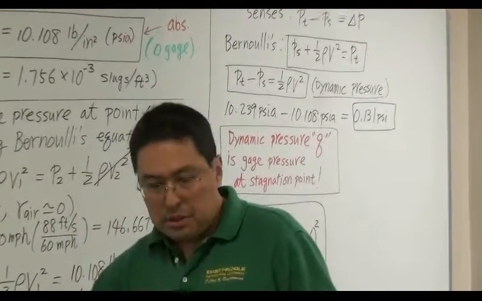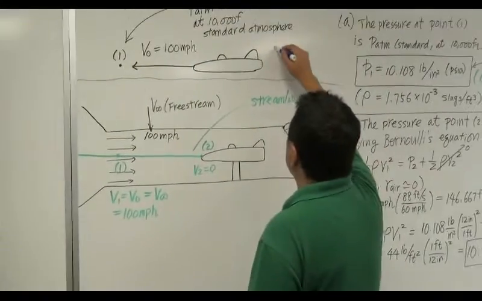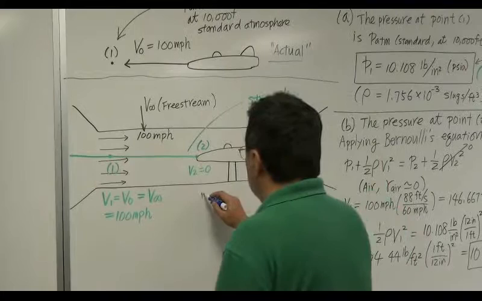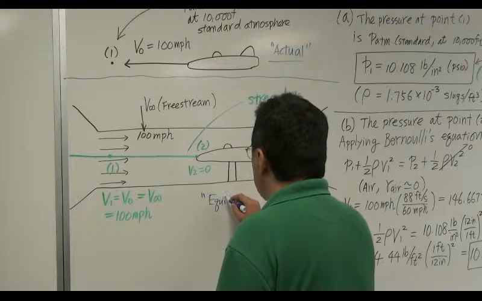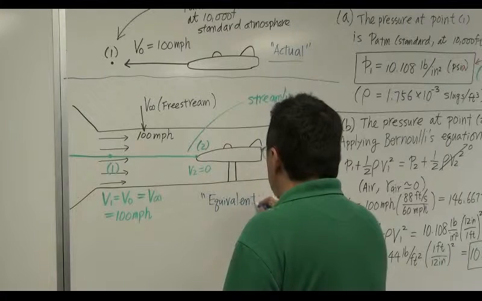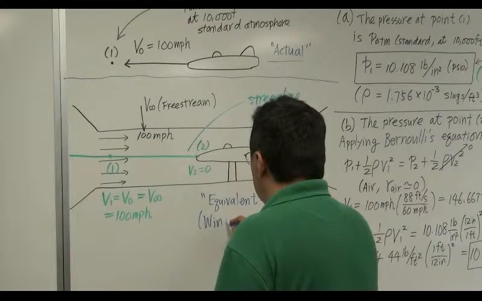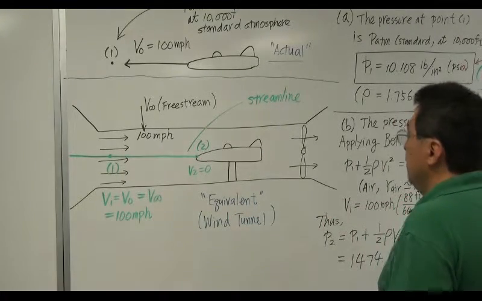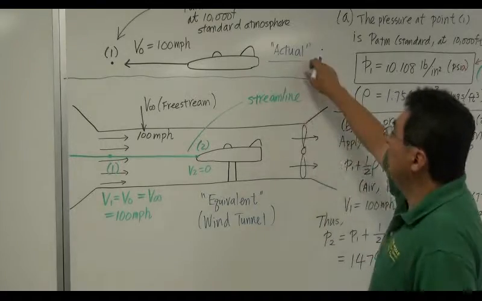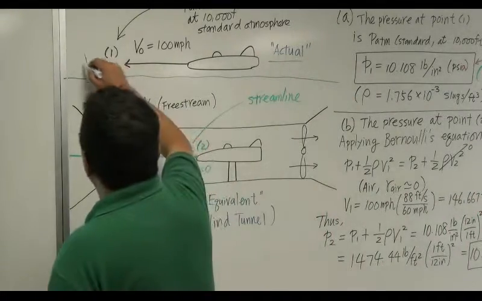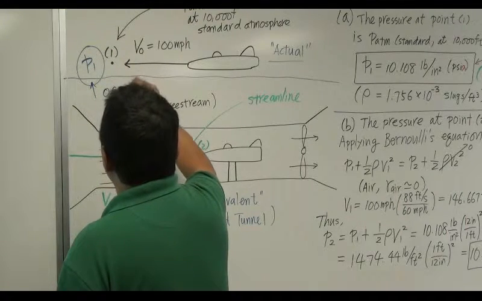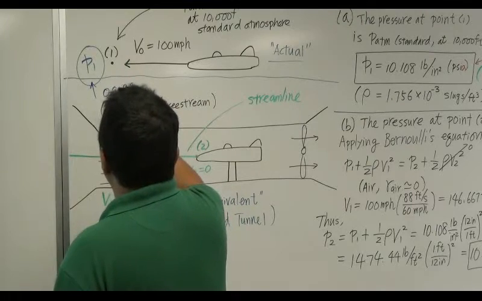Now, I want to also discuss one more thing. This is the actual situation. This is the equivalent situation. So this is quite important. For the actual flight, pressure P1 here is 0 gauge. In other words, this is the local atmospheric value, P atm.